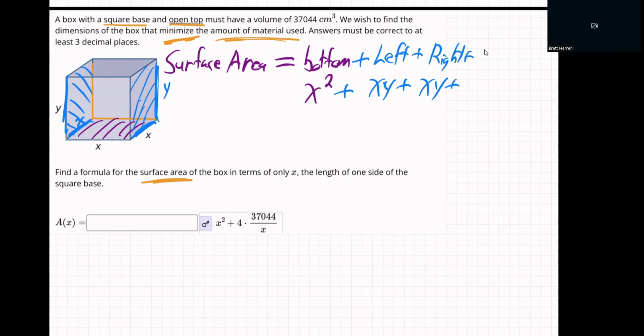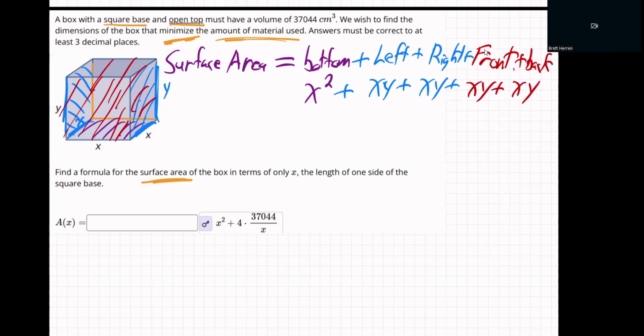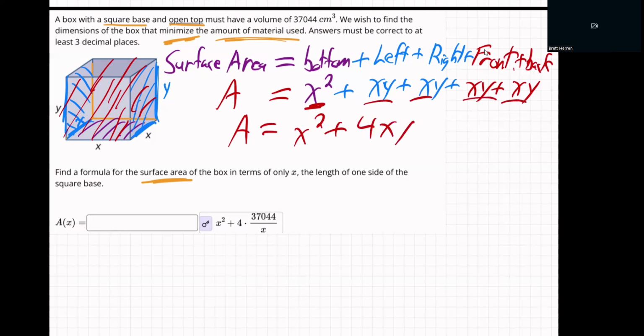Plus, and then we have the front and the back. So we have the front of the box, and what's that? Well, that's x by y. And the back of the box, same thing, x by y. There we go. So the surface area, I'll just say the area formula, is x squared plus 4xy, right? These just add up like terms, 1, 2, 3, 4 xy.